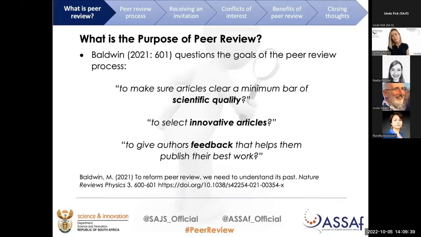And I think this will vary between different journals as to where the focus lies. But I think ideally, of course, it is about many of these things. It's about ensuring rigorous scientific quality, but also about constructive criticism and improving the quality of the research.